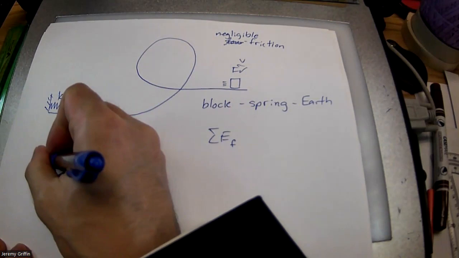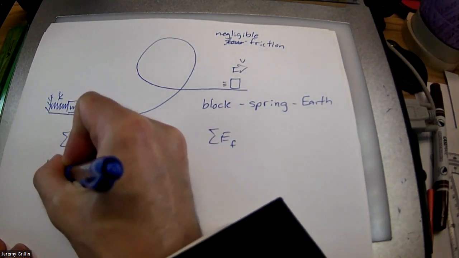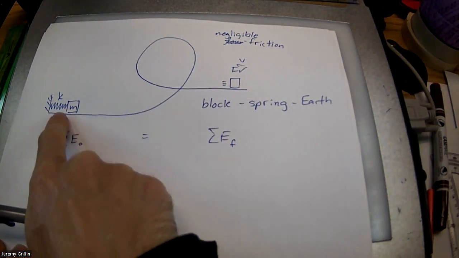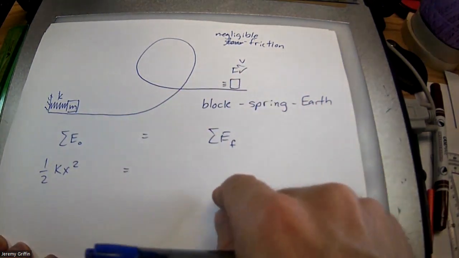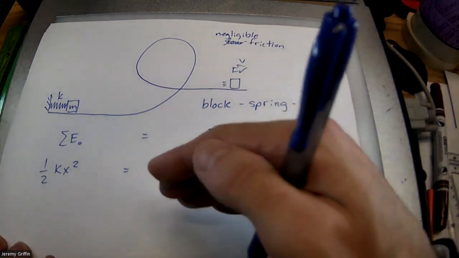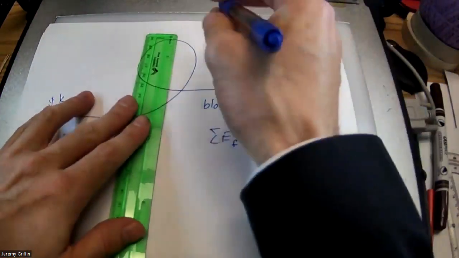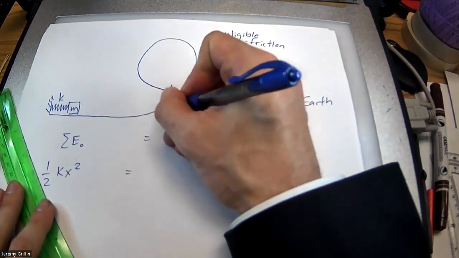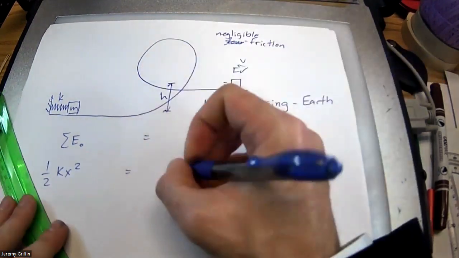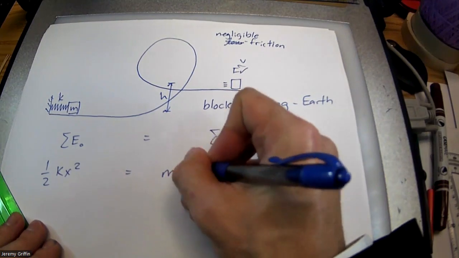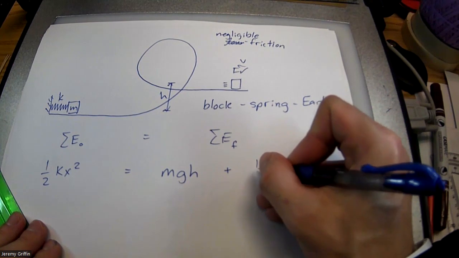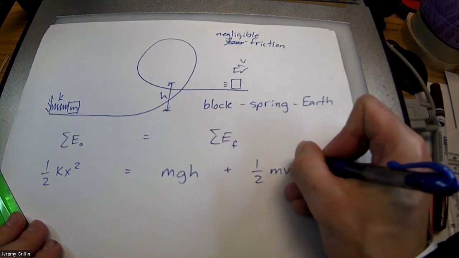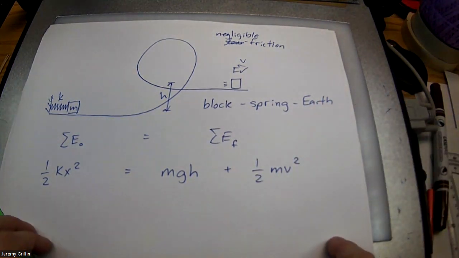Did you guys say 1/2 kx squared is the source of all the energy? Yeah. Right, it was all stored in the spring. And then by the time it gets up here, where'd that energy go? Yeah, gravitational potential. Oh, I should have labeled the height change here. We gotta do that. There's some height change h. Okay. Yeah, some of the energy went into lifting it. And then whatever was left over went into kinetic, 1/2 mv squared. Right? Okay, so that turned into that. I think that's it, right?